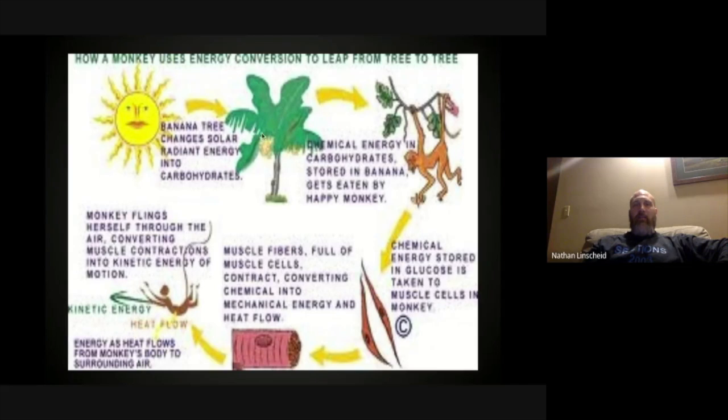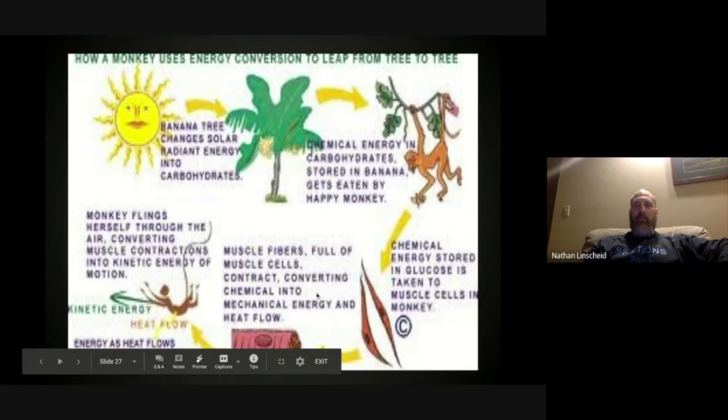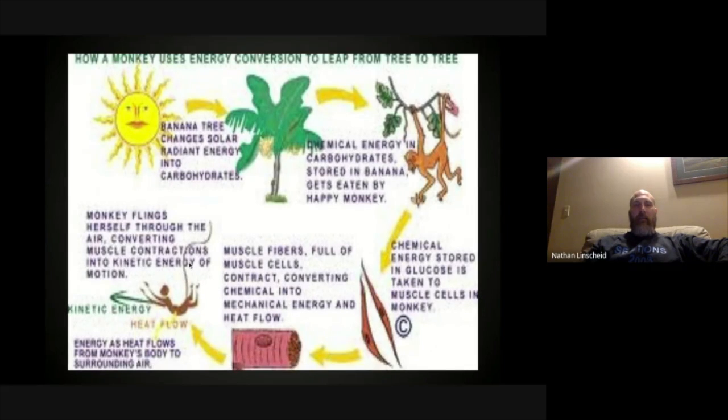The plant converts that into chemical energy in the carbohydrates in the banana. The monkey eats the banana, and then the chemical energy stored in that is taken into his muscle cells where it's broken down. Now you've got mechanical energy and heat flow, and then the monkey is able to contract those muscles and turn that into more mechanical energy.